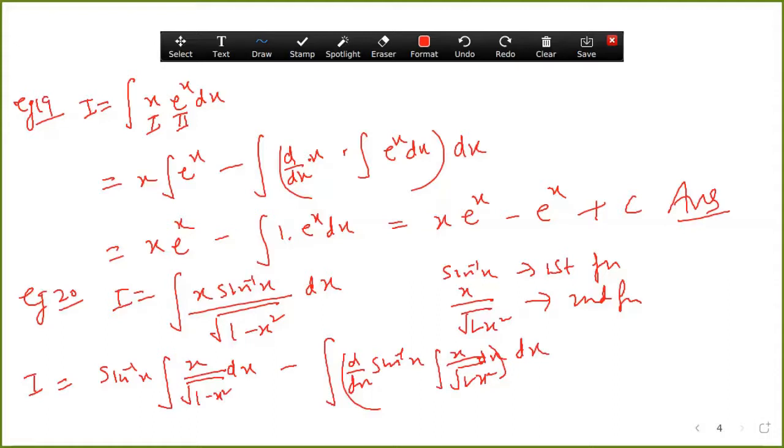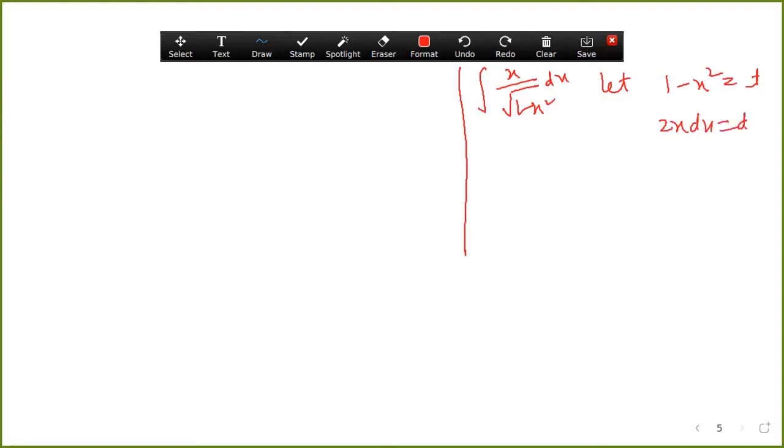Now here you must know how to integrate x upon under the root 1 minus x square. So for integration, I have to take this part, integration of x upon under the root 1 minus x square. How to do the integration of this? Let 1 minus x square is equal to t. This is 2x dx is equal to dt, or you can say x dx is equal to dt by 2. Now the question becomes dt upon under the root t, and this comes out 1 by 2 outside.